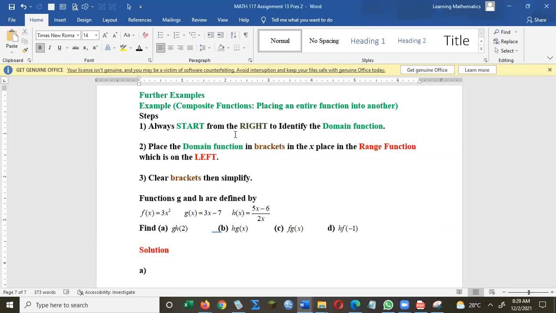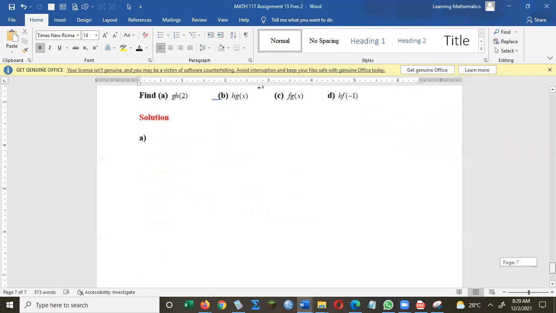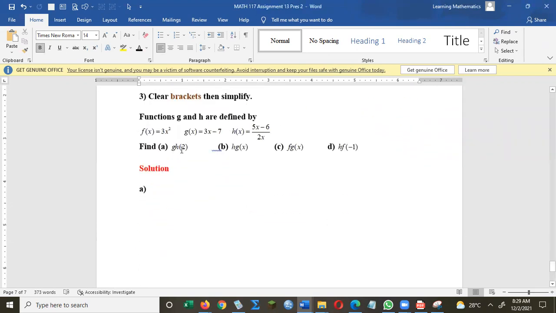And then you identify the domain function and you place that domain function into the range function, which is on the left. So from right to left, into brackets. You clear your brackets, you simplify, and then that's it basically. So we want to find what is GH of 2.